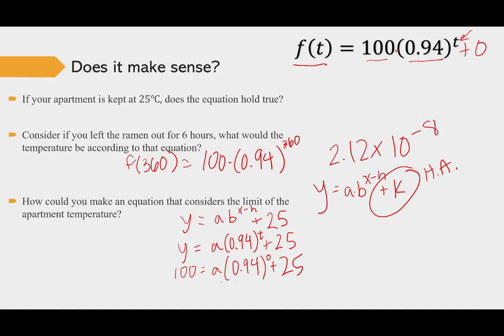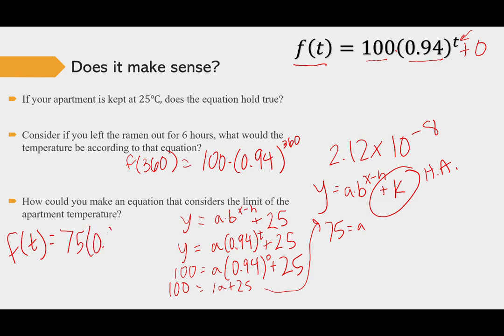So let's go ahead and solve this. 0.94 to the 0 power, oh, I love that, is 1. A plus 25 equals 100. So we can solve it by subtracting 25, and we get 75 equals A. So our equation would be y equals, let's go back to f of t, right? Function of time. A is 75, B is 0.94, t is our variable, and plus 25.